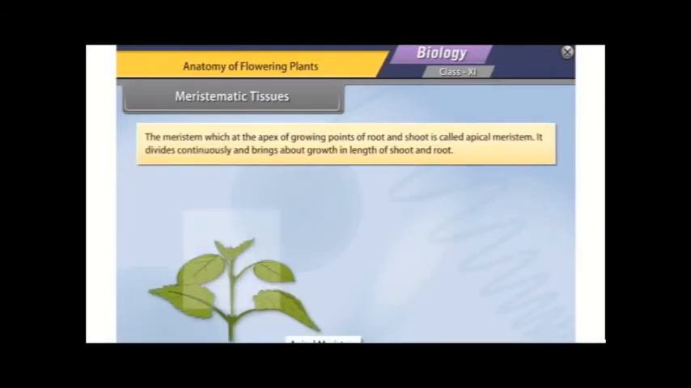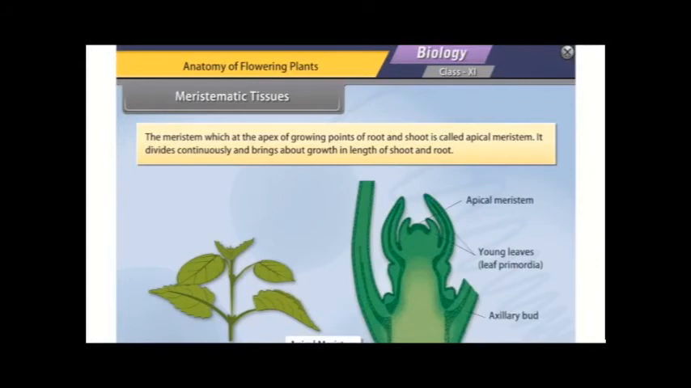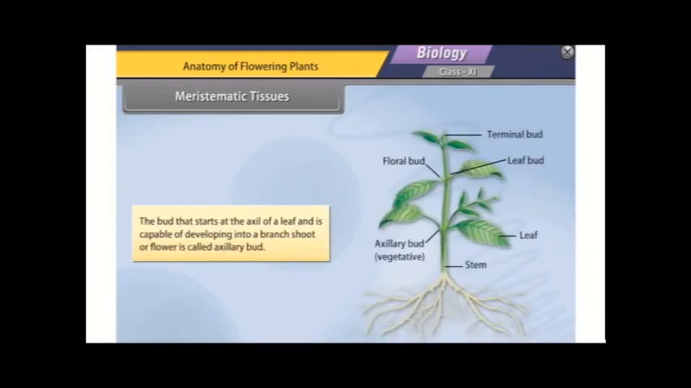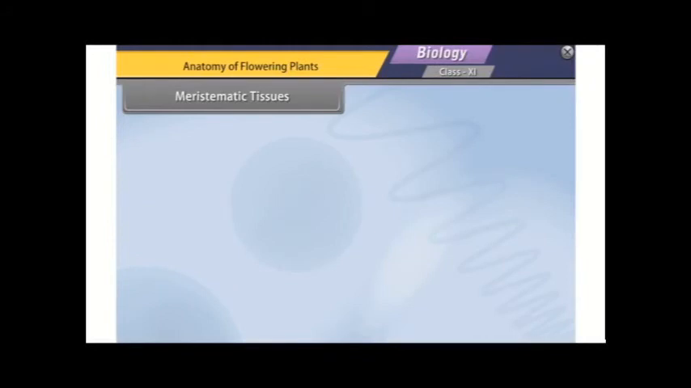The meristem at the apex of growing points of root and shoot is called apical meristem. It divides continuously and brings about growth in length of shoot and root. The bud that starts at the axil of a leaf and is capable of developing into a branch, shoot or flower is called axillary bud.